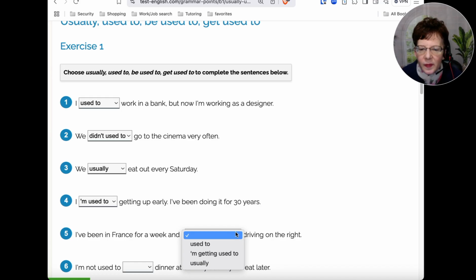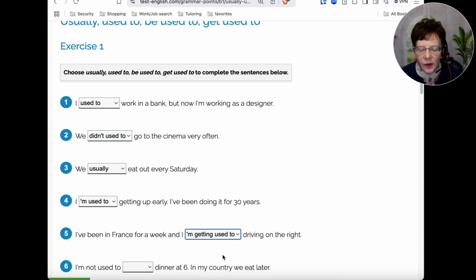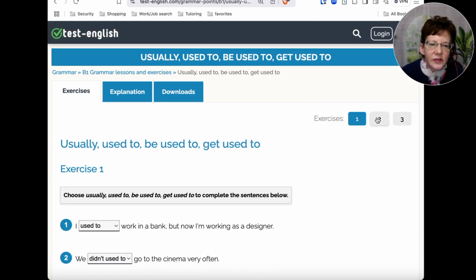Okay, so we've got... Okay, so it sounds like not quite. So we've got the middle one. If you chose that, "am getting used to," that would be the best choice here. Okay, let's look at exercise two.